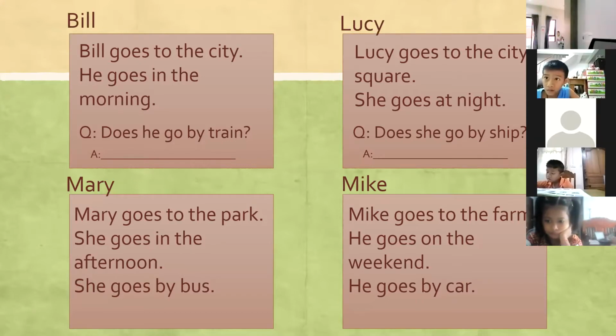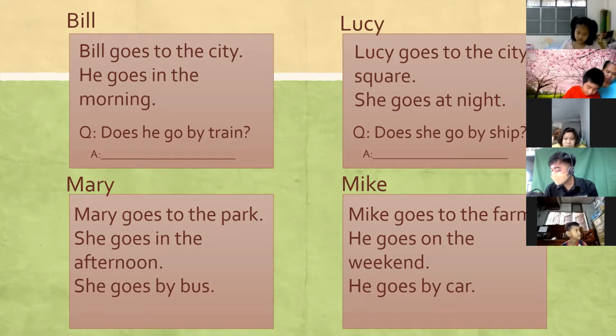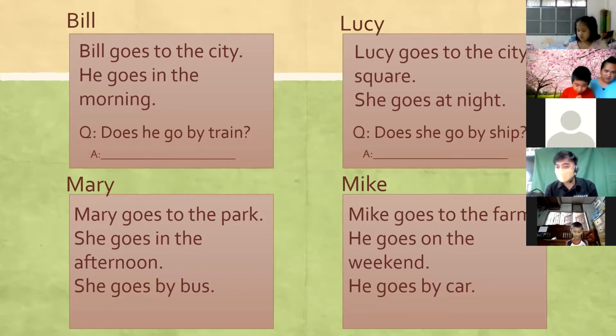Lucy goes to the city square. Okay. She goes at night. She goes by ship. What's the answer? When does Mary go to the park? Okay, correct. She goes in the afternoon. How does she go there? By bus. Correct. Okay.